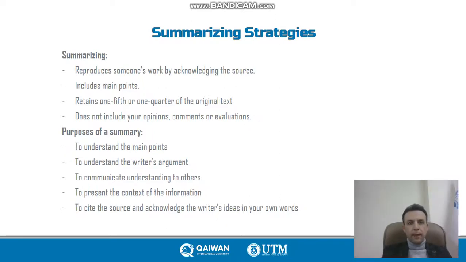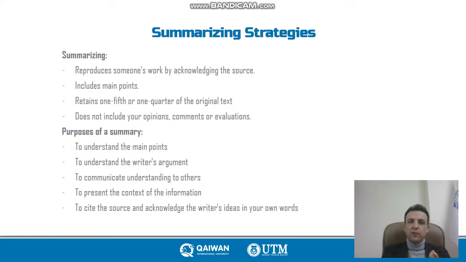Well, considering the summarizing strategies, first we need to know how we summarize. First, it's a reproduction of someone's work by acknowledging the source. That means we present a summary of a piece of text and we actually mention the source. We include the main points in the summary because we cannot mention all the details, let's say all the examples.